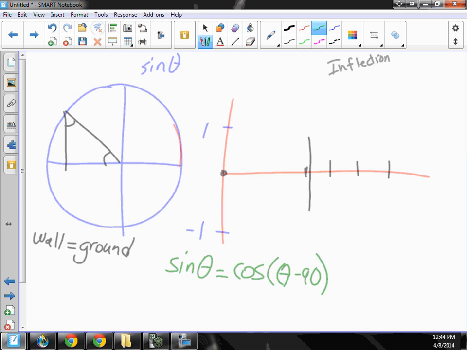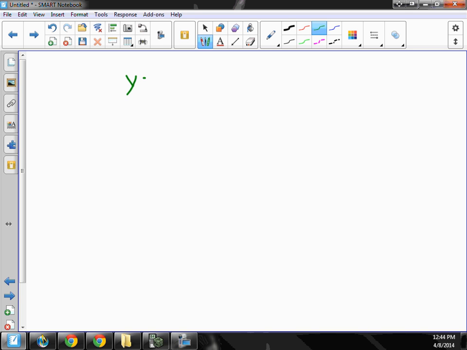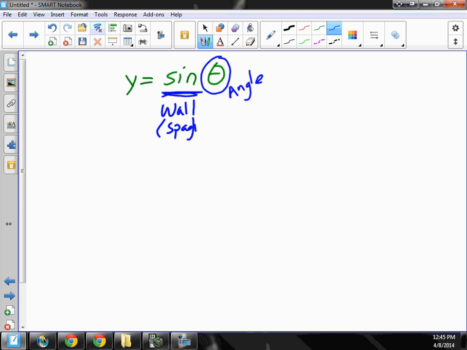So, if I have y equals the sine of theta, this is an angle. What does the sine mean again? Well, opposite over hypotenuse, but when the hypotenuse is length 1, sine is simply the wall. And we represented the wall by breaking spaghetti pieces. So I should be able to transform the sine graph with my knowledge of angles and spaghetti pieces.